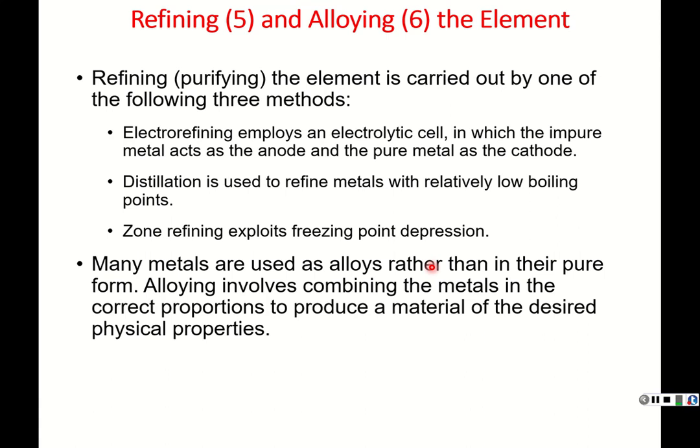Okay. Many metals are used as alloys rather than in their pure form, and that's because some metals in their pure form just aren't strong enough, or aren't resistant enough to corrosion, to be used in structures or in things that would be outside, exposed to the elements. So what's known as alloying, or combining them with other metals in different proportions, is used to produce a material that has the desired physical properties.